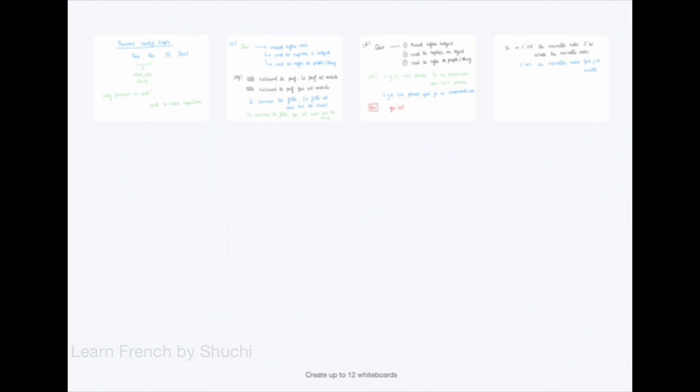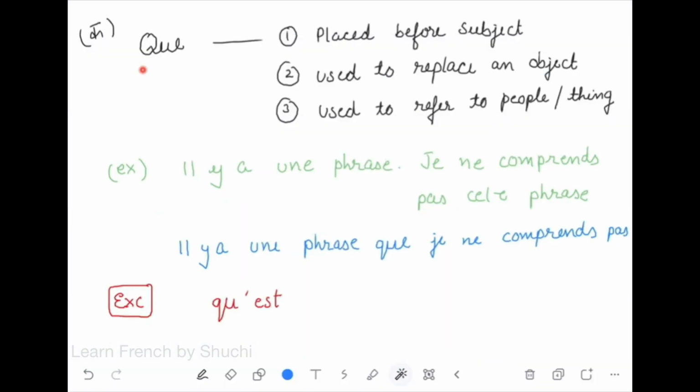Now the next one is this. We will be doing where to use que. The first one is it is always placed before the subject, right? It is used to replace an object. And do remember in the previous one we always replaced the subject, right? And it was always placed before the verb. But here it is placed before the subject. And the second one is it replaces an object, right? It is also used to refer to the people and the thing, the same thing.